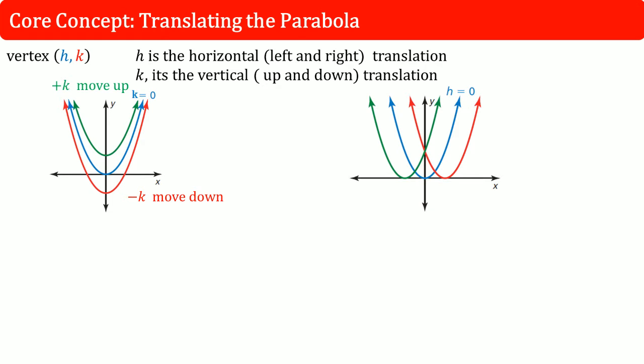H is for the horizontal, left and right. When h equals 0, it's stationary. When you subtract h, the parabola moves left, and if you add h, the parabola moves right.